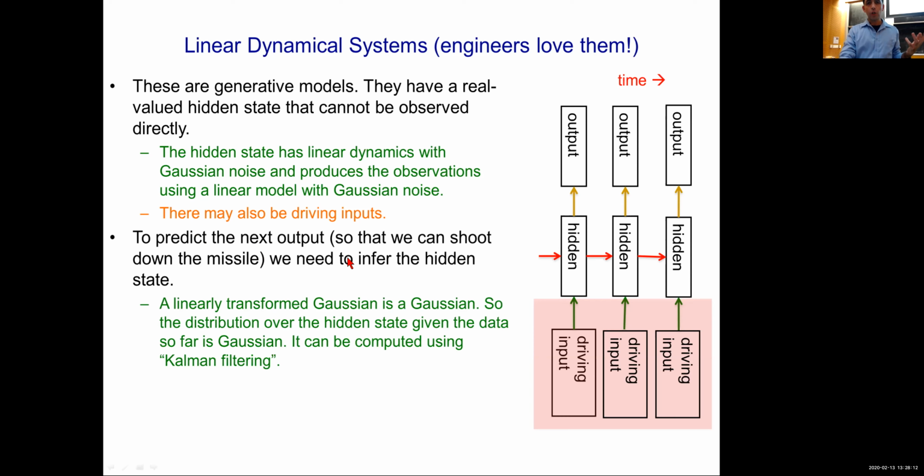To predict the next output so that you can, I don't know, shoot down the missile or avoid a missile and stuff like that, you need to infer both the hidden state and the function that predicts the output. Okay? And then you can use all kinds of filters, which are analogous to the filters that we use for images, to choose how you're going to be combining this information across time.